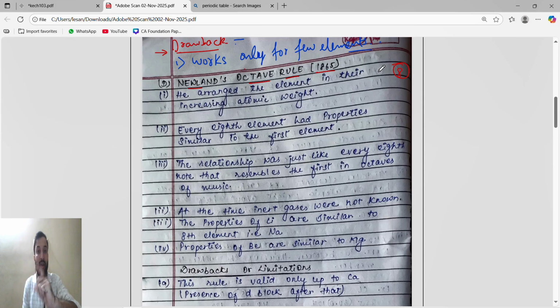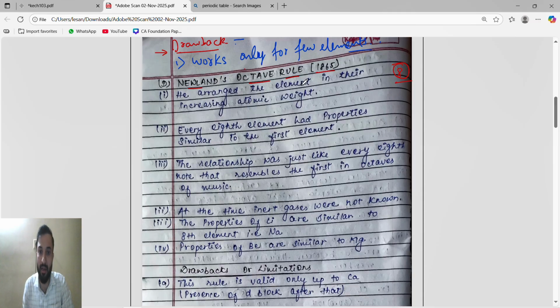So that's why it's octave, octet ka octave. Octave means 8. So see, Dobereiner's triads means he is talking about 3 elements, right? Here Newlands' octave rule means it is talking about 8. So he is saying that every 8th element is showing similar properties to the first element. The 8th element always shows the properties of the first element.